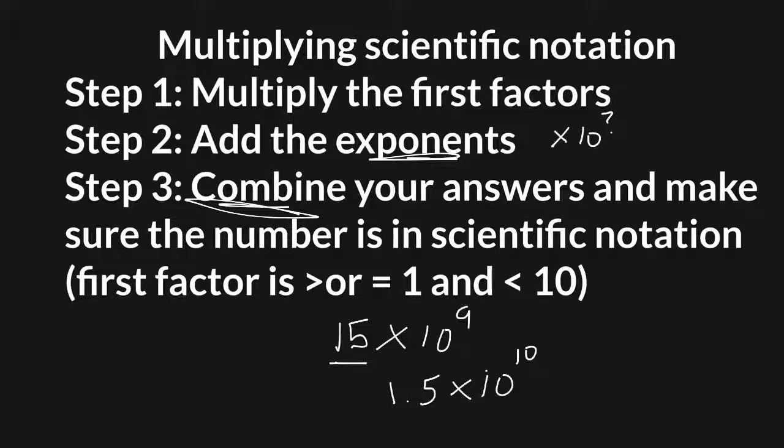That's what it means to make sure that your number is in scientific notation in the end. The first factor needs to be greater than or equal to 1 and less than 10, or you're going to have to adjust it like we did here.